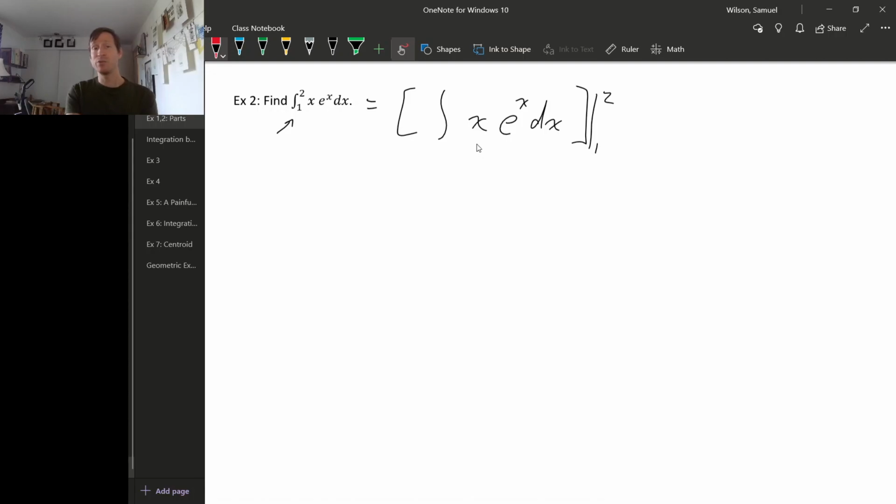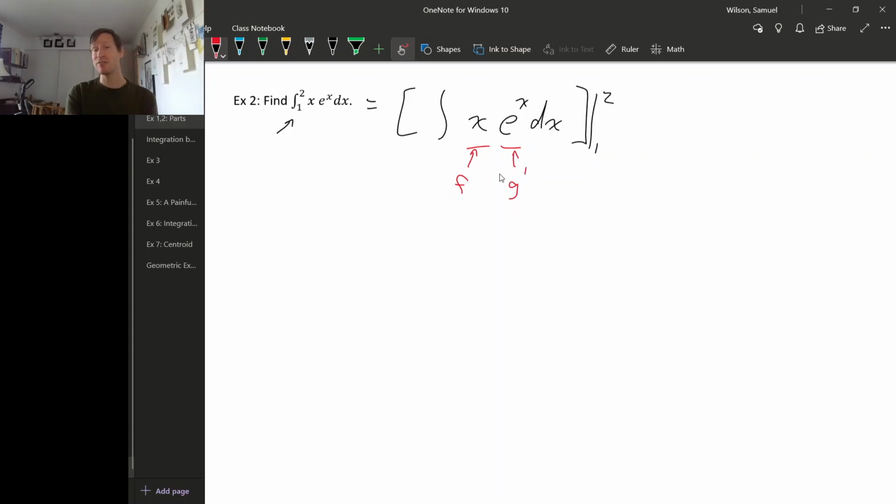Remember, we need to decide which piece should we count as f and which should count as g prime. f is the one we differentiate, and g prime is the one we integrate. And so whatever we choose for f, it should get simpler when we differentiate. So which of these pieces gets simpler when we differentiate? Well, e to the x doesn't change when we differentiate it, but x gets simpler when we differentiate it. So let's let x be f, and that means e to the x is g prime.